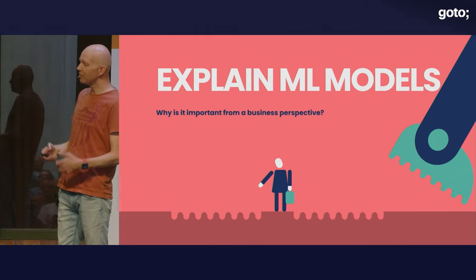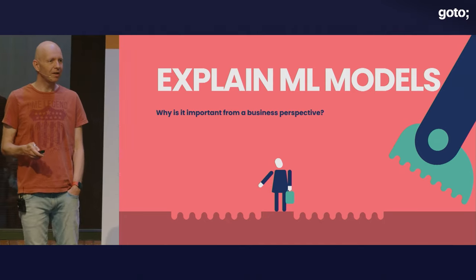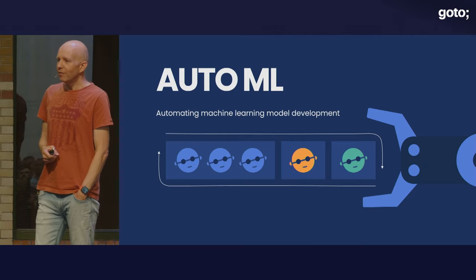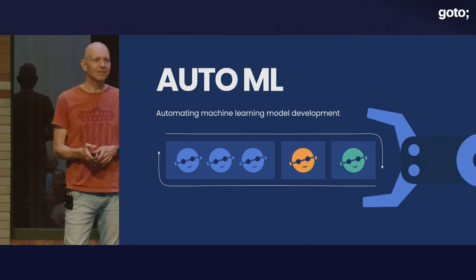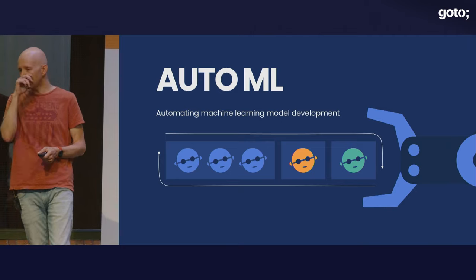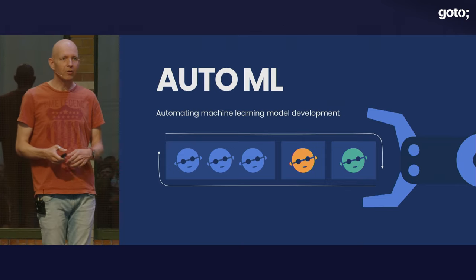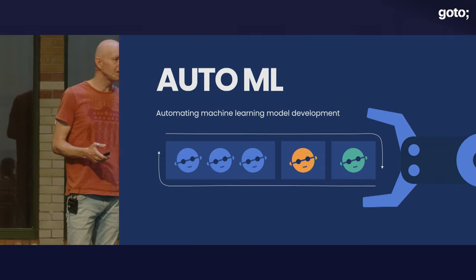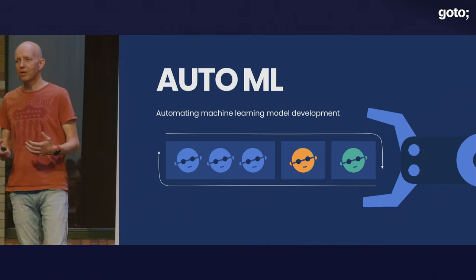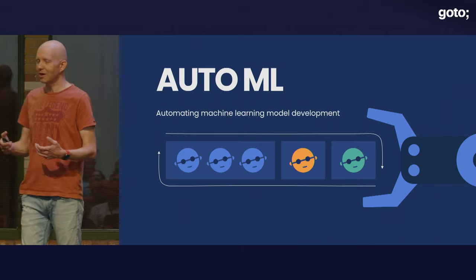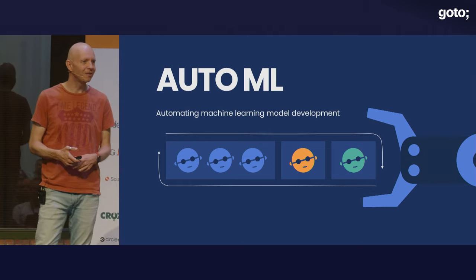First of all, let's see why it's important from a business perspective. Why do we need explainable AI in the first place? And why do you need to know this as a software developer? There are a lot of software developers in the room, so why do you need this? I think that's because of a technique called automated machine learning. With automated machine learning, it's nowadays easier than ever to build and train a machine learning model. So maybe you get a request from your manager or someone else: hey, you're tech savvy, can you build me a machine learning model?